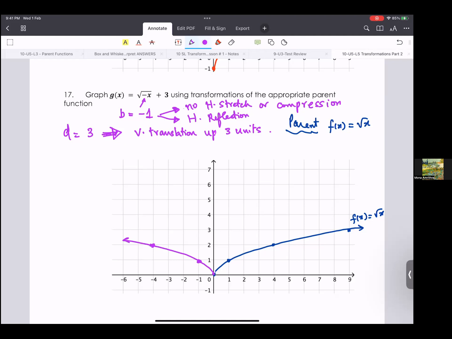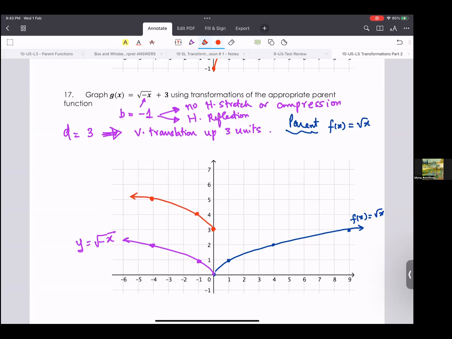Now, this graph is nothing but y equals negative root of x. One is the root of x graph, the other is negative root of x. So that's what this graph is. Now we're going to move the whole graph up by 3 units. So (0, 0) moves up 1, 2, 3. Just count the grids and keep sliding it up, and that is your graph.